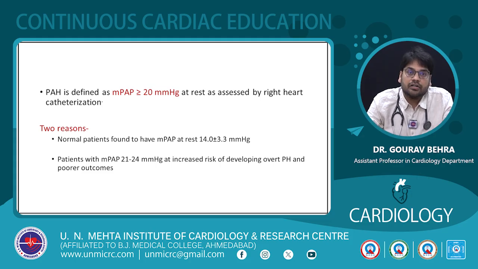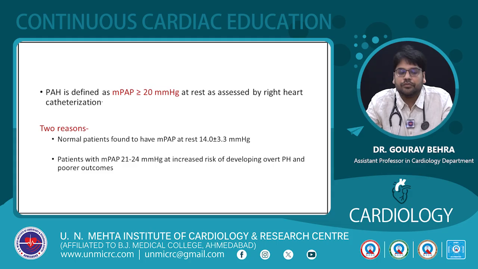There are two reasons why the cutoff has changed from 25 to 20. There's a large study in the UK that showed that most people have a mean PA pressure at rest of around 14. This is the first reason. And the second being, patients who have a mean PA pressure of 21 to 24 have a high risk of developing overt PH and poorer outcomes. This has been seen by comparing two groups, those with and without heart and lung disease, with 21 to 24 millimeter of mercury pressure. So these are the two reasons why the mean PA pressure cutoff has been changed from 25 to 20.